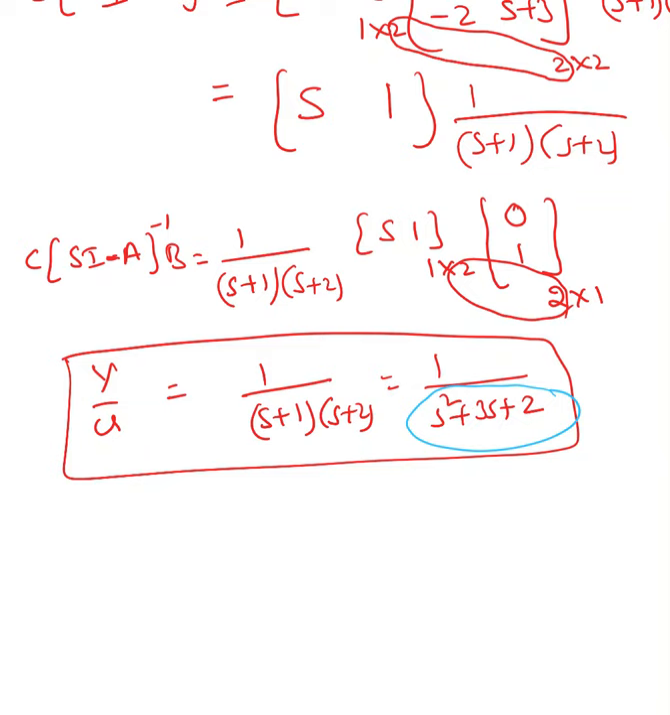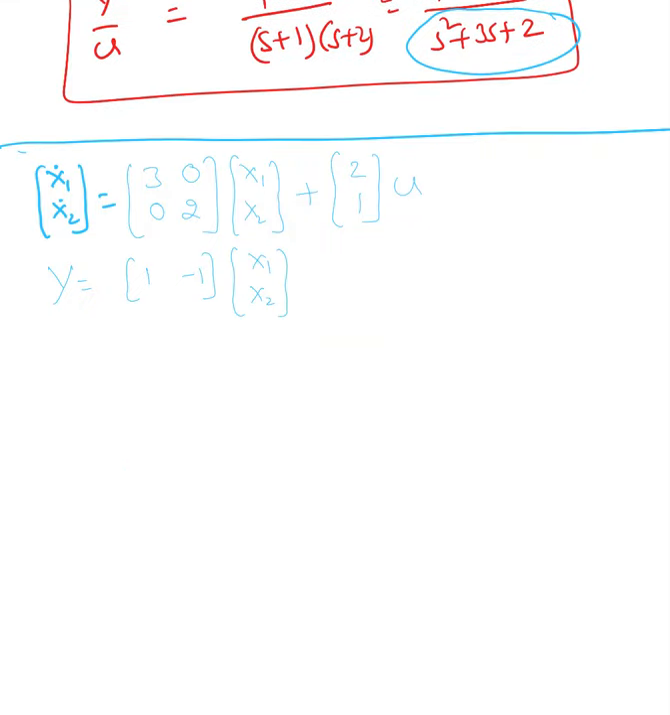Let me solve one more example in this. Here is the next example. You can clearly see that in the A matrix, the elements are the diagonal elements, and the other elements are all 0. That's a Jordan form basically. So A equal to [3 0; 0 2], B equal to [2; 1], C equal to [1 -1].